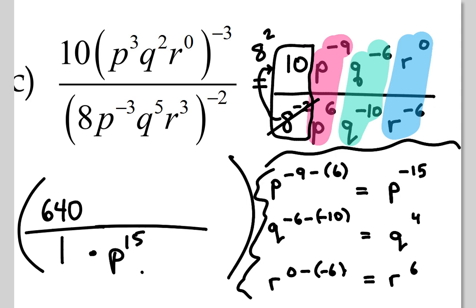Keep going. What about the Q's? It's -15 if it's in the top, +15 if it's in the bottom. Good question. Now look at this one, q to the 4. Why is it q to the 4? If I took those -10s and put them to the top, it would be +10, right? You had 10 q's, take away 6 q's, 4 q's.